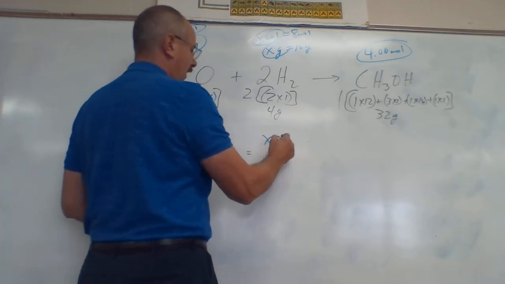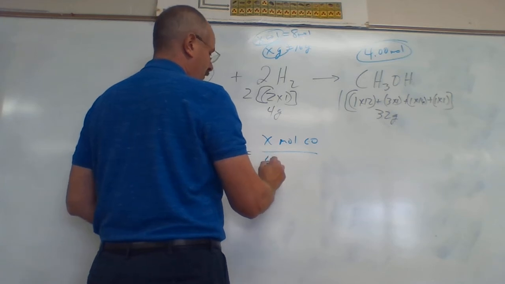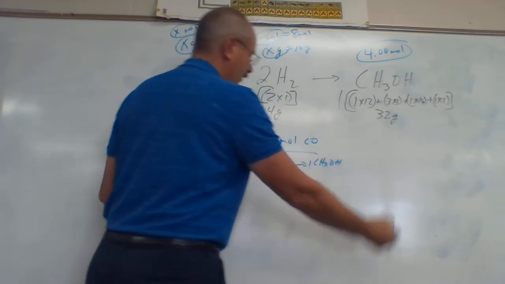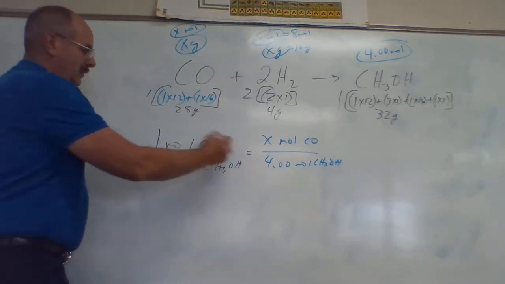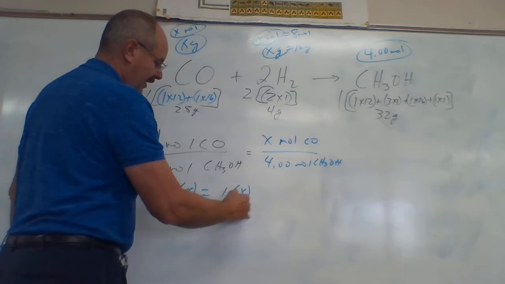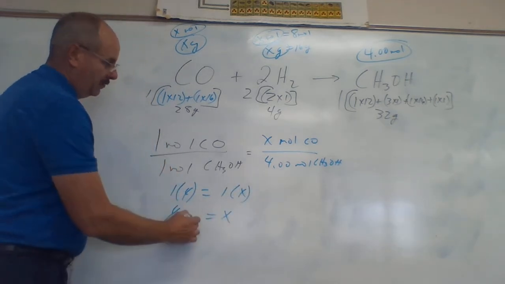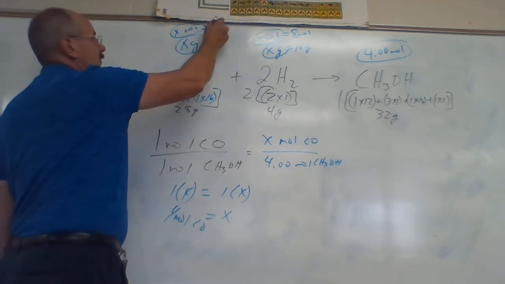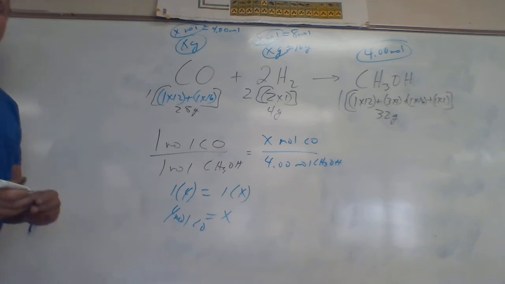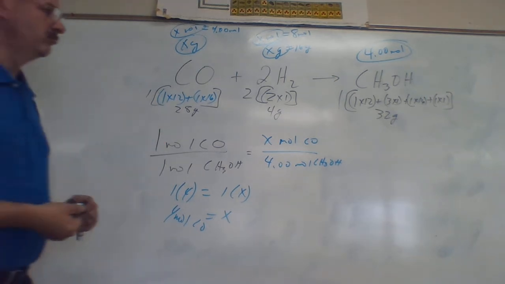Well, on this side I want to know X. I've got to know X moles of CO if I have 4.00 moles of CH3OH. Cross multiply and solve. 1 times 4 equals 1 times X. So X equals 4. And that's moles of CO. So we know that this is 4 moles. Now we know the moles, now we can use my molar mass of 28 grams to 1 mole.